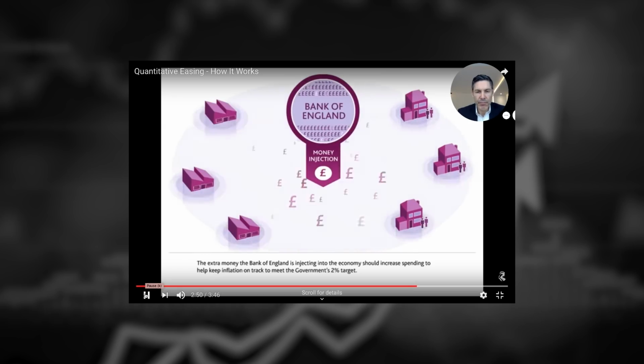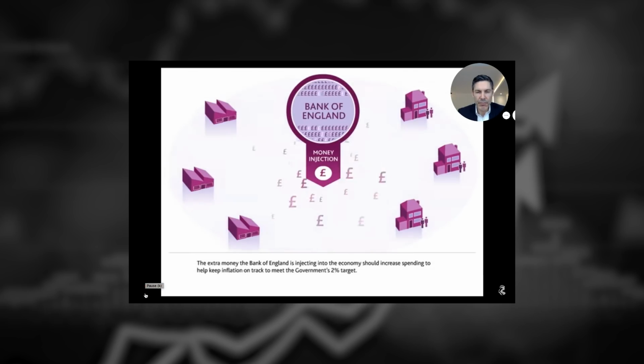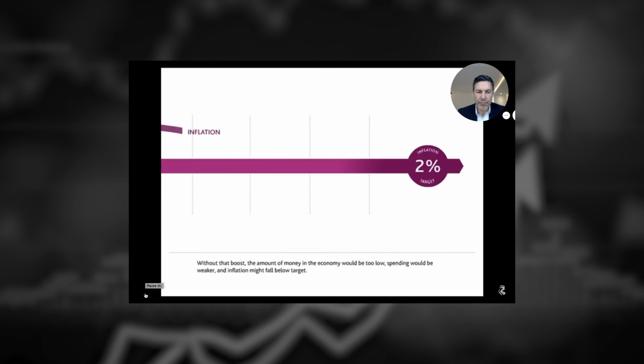The extra money the Bank of England is injecting into the economy should increase spending to help keep inflation on track to meet the government's 2% target. Without that boost, the amount of money in the economy would be too low. Spending would be weaker and inflation might fall below target.